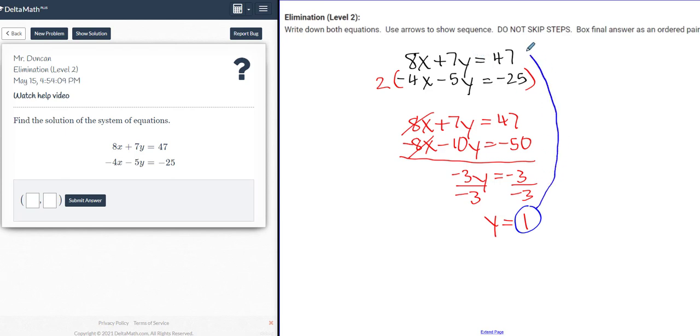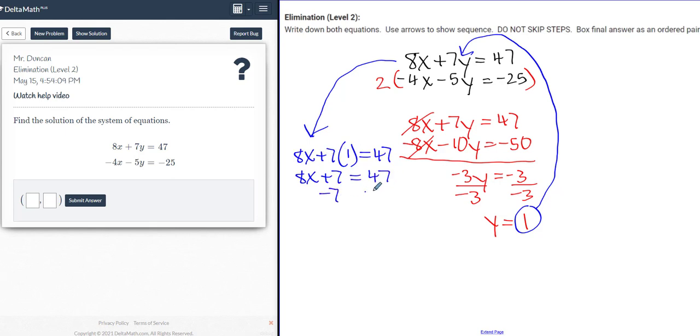Now that I know y is equal to 1, I'm going to substitute that into the top equation just so I can avoid dealing with negatives. Sometimes people forget their negatives and then they make small mistakes. So I've got 8x plus 7, parentheses, in goes 1 for y, is equal to 47. That will simplify to 8x plus 7, because 7 times 1 is 7, equals 47. And then we'll subtract 7 on each side, and 8x is equal to 40. And then divide by 8 on each side, and x is equal to 5.